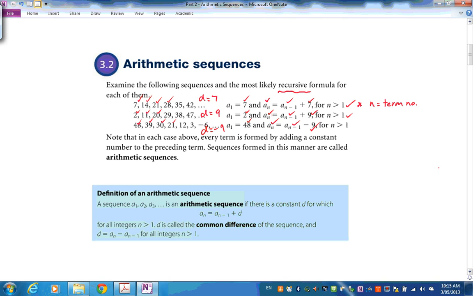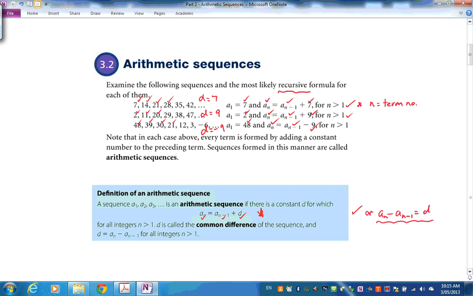So here we have our formal definition. An arithmetic sequence is such that there's a constant d for which a term is a preceding term plus d. Or, and it is quite handy if you want to prove something is an arithmetic sequence, you use it the other way round: a term minus the term before equals d, which is just this expression with a_(n-1) subtracted from both sides. So either of those.